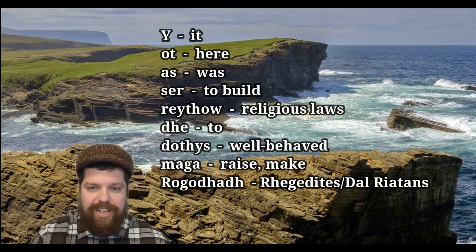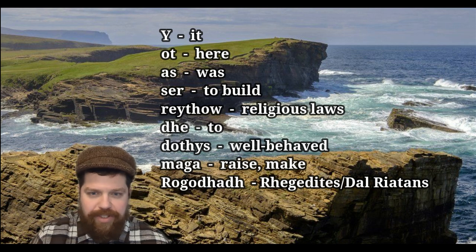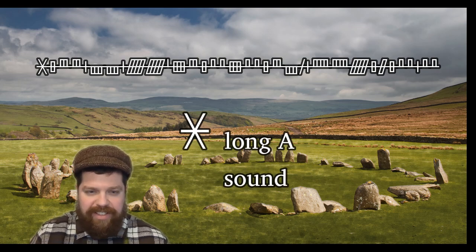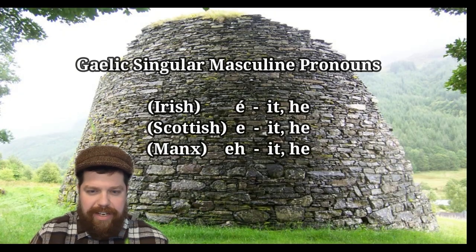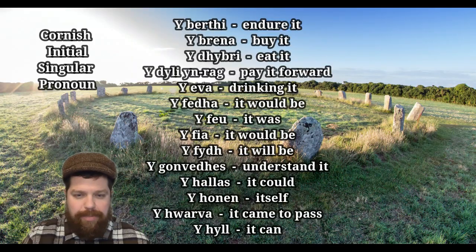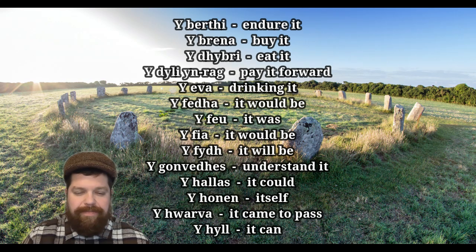Let's take a look at the individual words. All of these words are from the Cornish language, except the name Rogath. The first letter represents the long A sound. In the Gaelic languages, this is the singular masculine pronoun meaning it. The letter Y, representing the long E sound, has an implied meaning of it in Cornish, but not an official it.